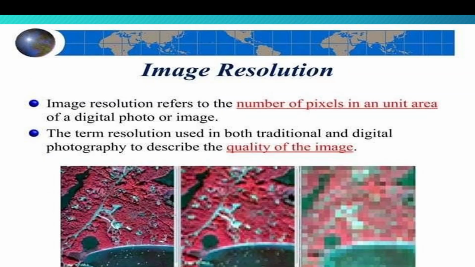Then what is image resolution? So the concept of image resolution refers to the number of pixels in a unit area of a digital image. Higher resolution means more pixels, leading to sharper and more detailed images, while lower resolution results in pixelization or loss of clarity. So the term resolution is commonly used in both traditional and digital photography to describe the quality of an image. The image at the bottom illustrates this concept, showing how decreasing pixelization reduces clarity. In remote sensing, higher resolution is crucial for detailed analysis such as urban mapping, vegetation studies, and land use classification.